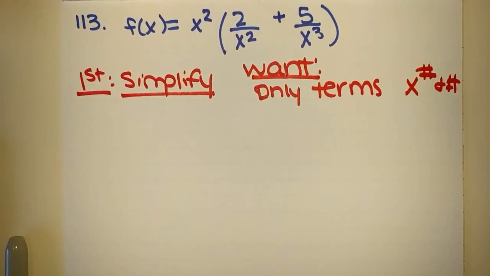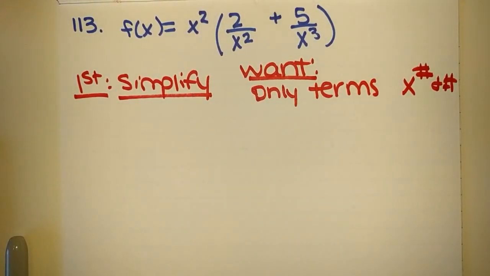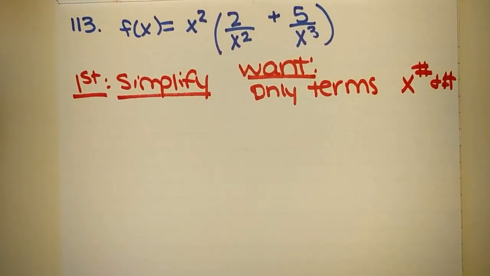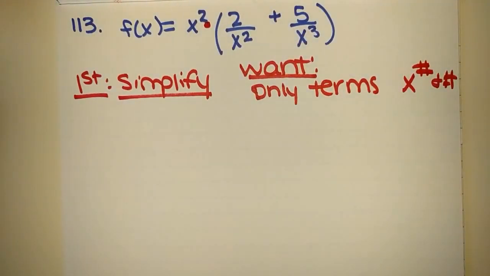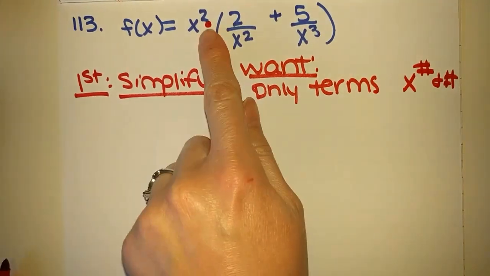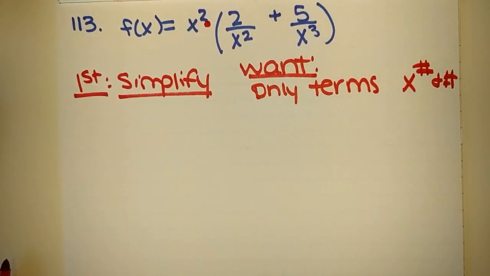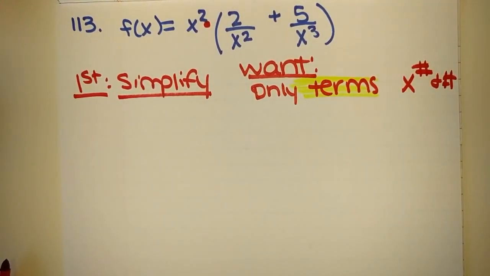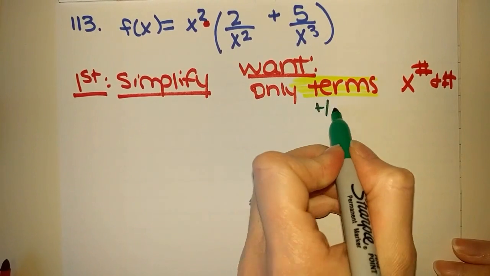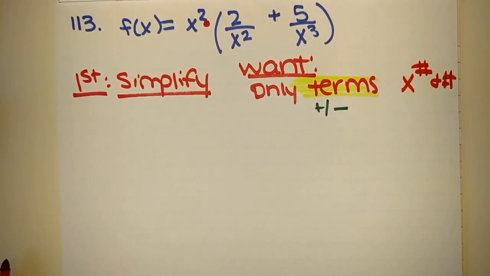So for question 113, we have this function, and the key thing to notice here is that the x squared is being multiplied by this parentheses quantity. And so we have not talked about how to deal with multiplication of factors, so what we need here is we need terms. So we need everything to be separated by an addition or a subtraction sign, and then we can differentiate term by term.